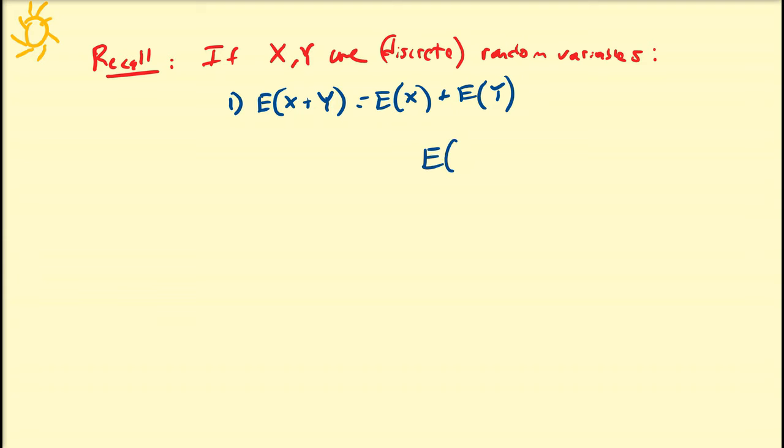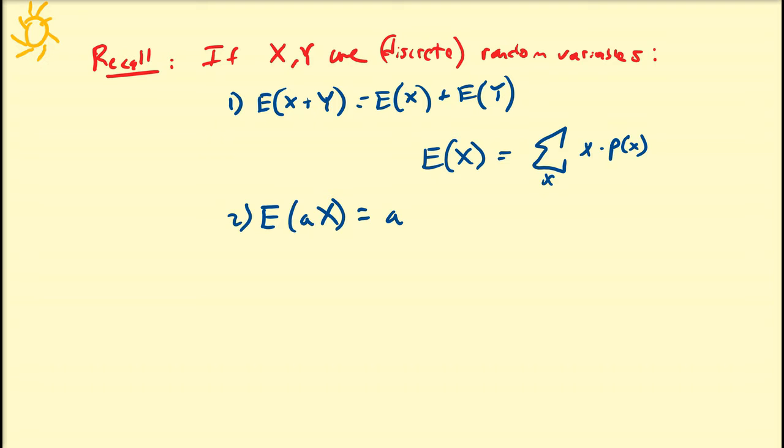And remember what the expectation of a random variable is. So remember the expectation of random variable x is defined to be equal to the sum across all little x values of x times the probability mass function associated to that particular domain value. Also, 2, the expectation of a constant times that random variable is going to be equal to that constant times the expectation of that random variable.